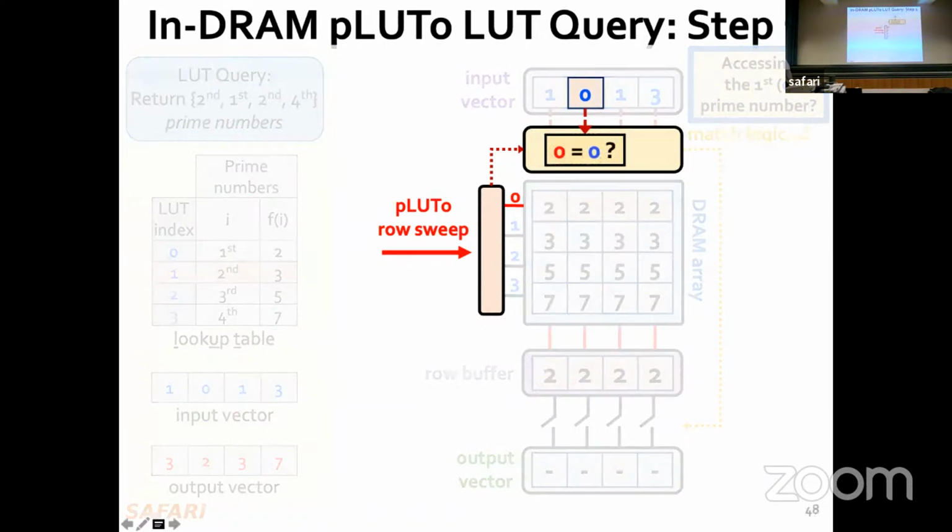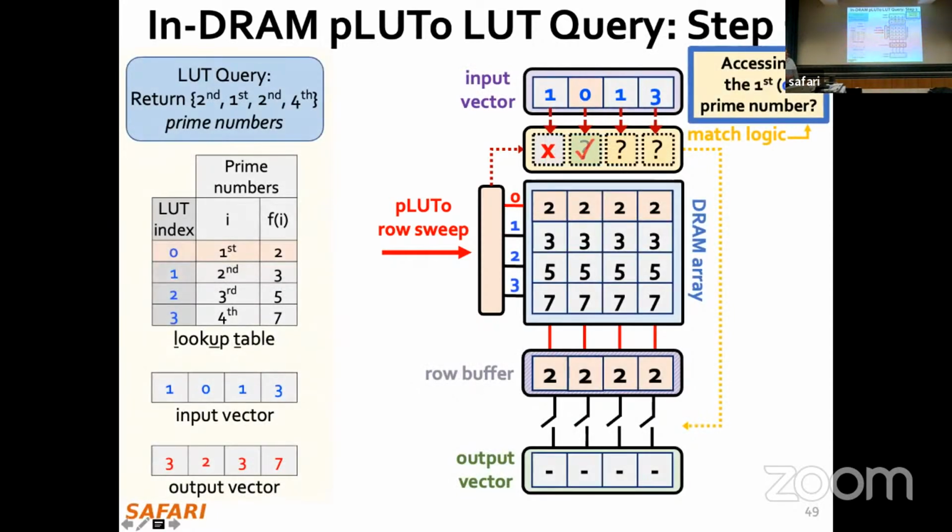Then I have the second element here in the input vector, 0, and I check if my input vector corresponds to the row ID that I'm accessing. So 0 is equal to 0, yes. So it means that it is a match, and then I'm going to copy the data from the row buffer that stores the input from the LUT to the output vector. And then I do this for each one of the elements. Again, I'm asking: is this one equal to my current row ID? Is it equal to 0? No. And 3 is equal to 0, also no, so no data is copied.